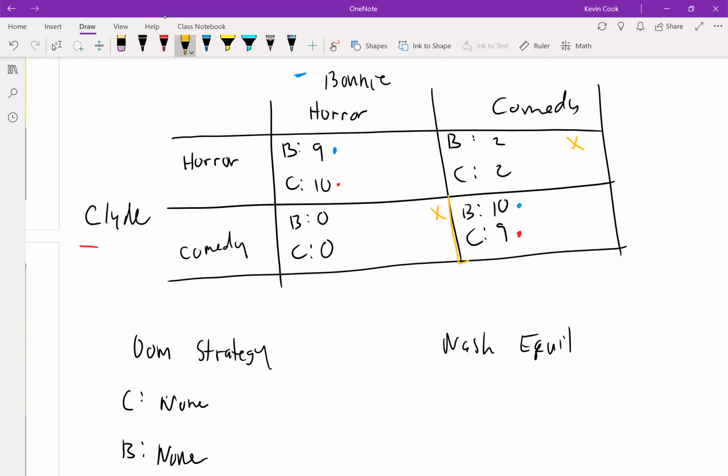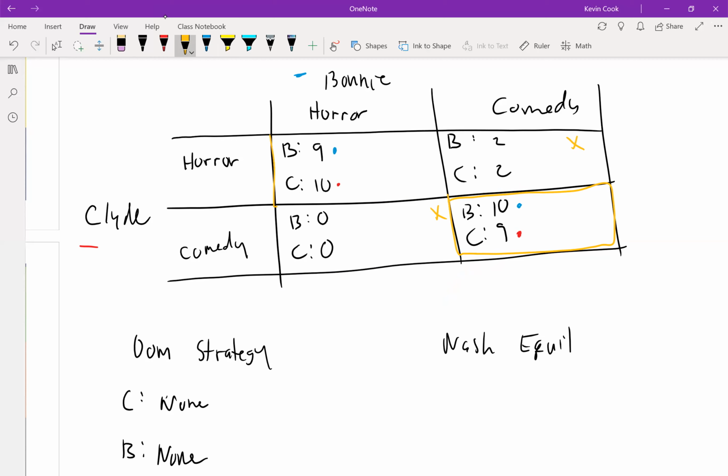But what if we're in this spot where we both go to the comedy? In this case, if Bonnie switches, she becomes worse off. Or if Clyde switches, he'll become worse off as well. So in this case, they can't become better off by themselves. So this one, I'll just keep highlighted in gold because it is a Nash equilibrium.